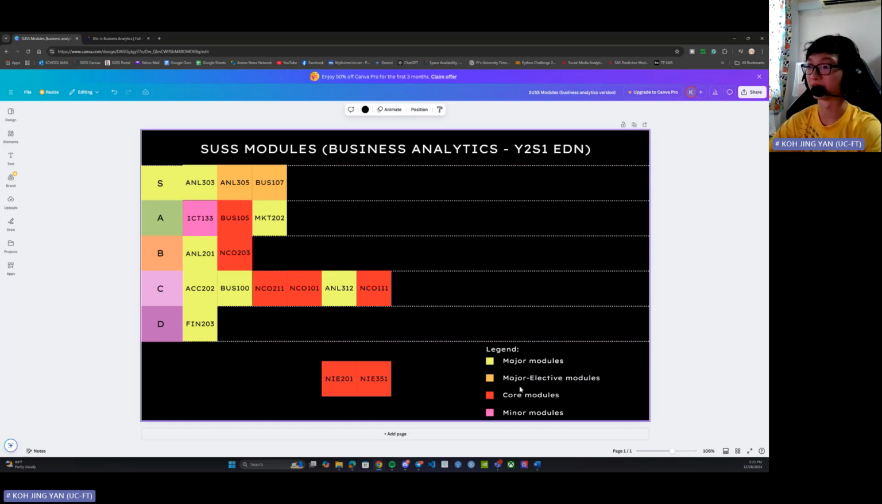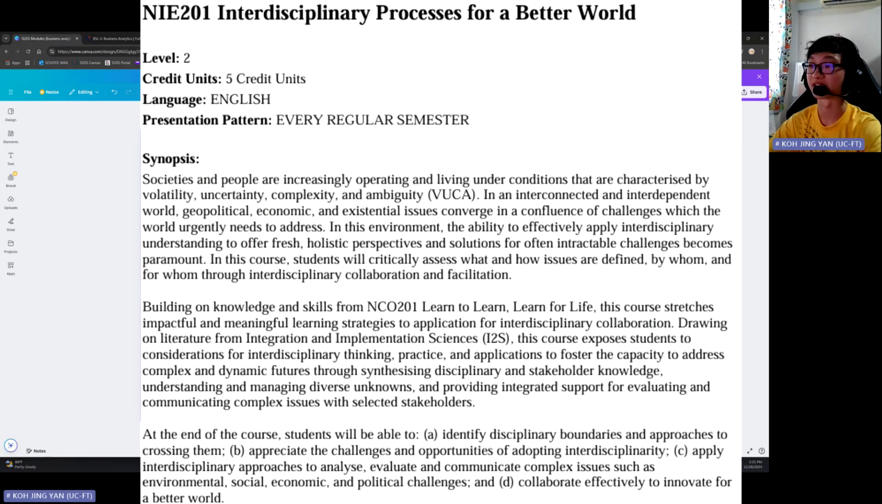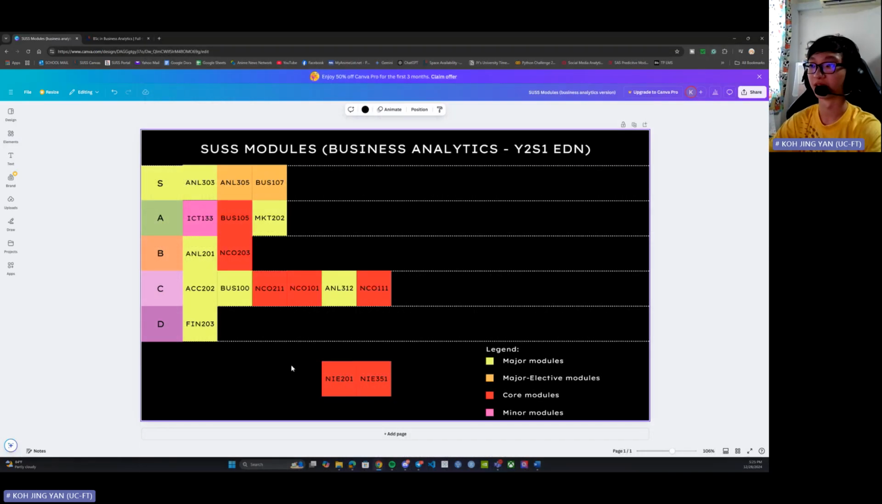So the next module that I've gone through for SUSS core modules for the SAM is Interdisciplinary Processes for a Better World, which is NIE 201. Okay, so NIE 201 brings us into the different world aspects, say, in terms of poverty, the environment, the aging population in the whole wide world, or some different aspects that honestly I do not remember.